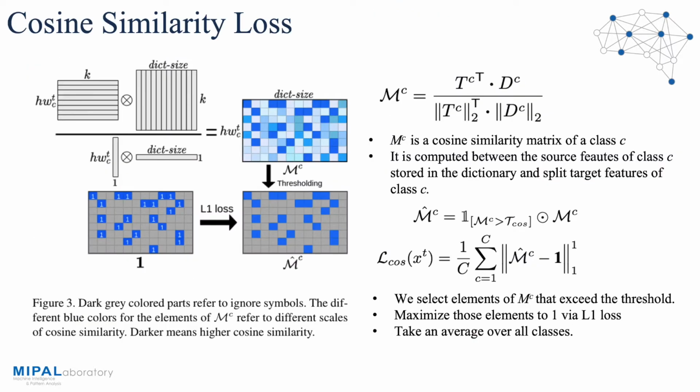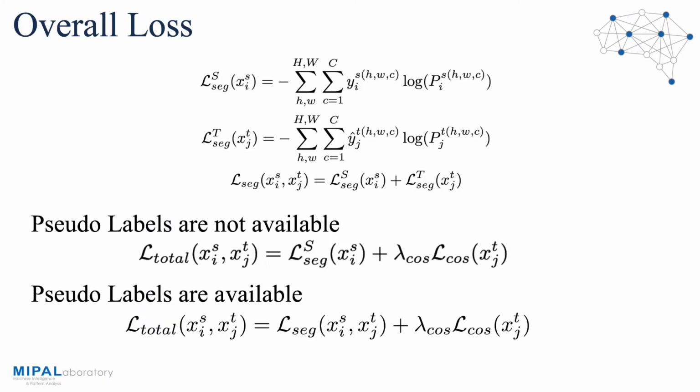The cosine similarity loss is computed between the split target features and the source features stored in the dictionary for each class. We then take an average over all classes for the final cosine similarity loss. By using the source feature dictionary and class-wise split, the unmatching problem can be avoided and the target features can be maximized with a greater variety of source features. The overall loss terms are defined in two forms, when the pseudo labels are available and when they are not. When pseudo labels are available, we additionally employ self-training loss on the target domain and use them to split the target feature map.